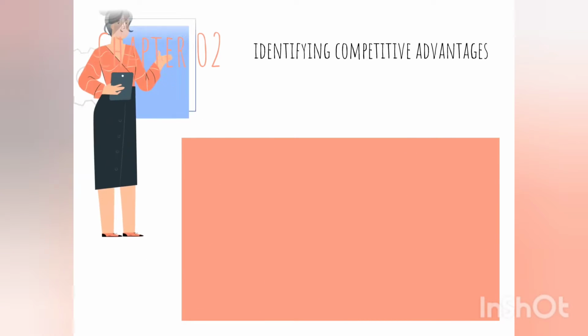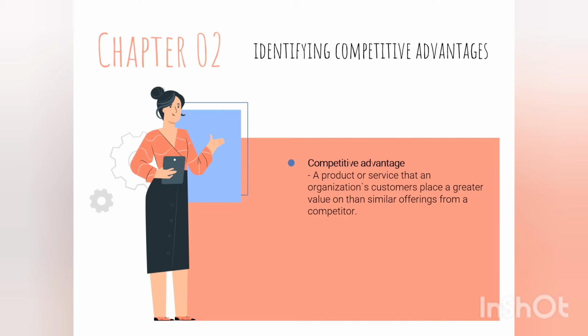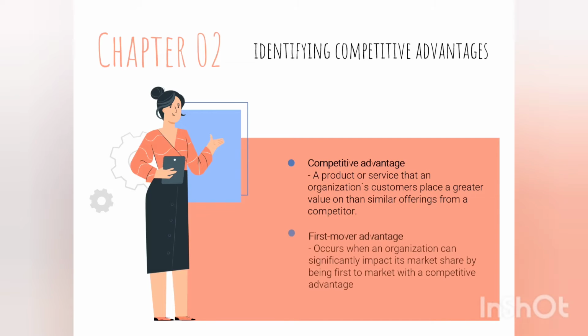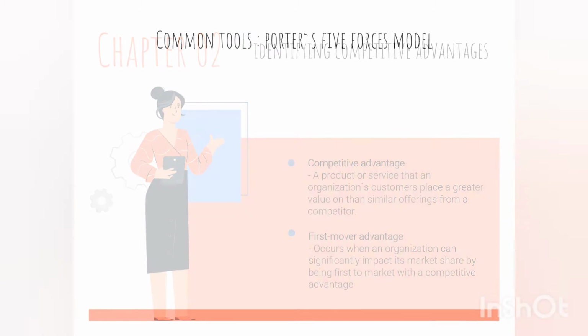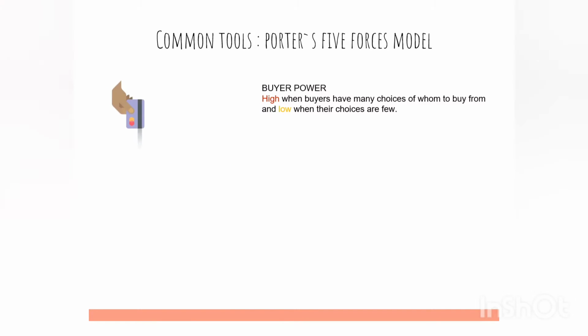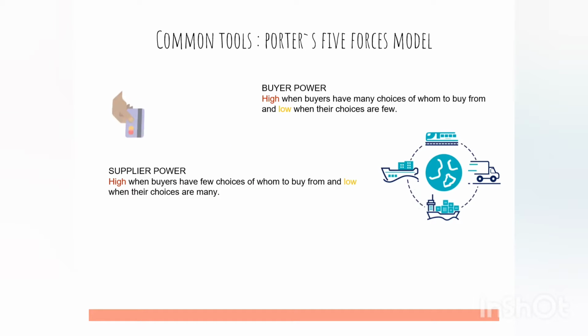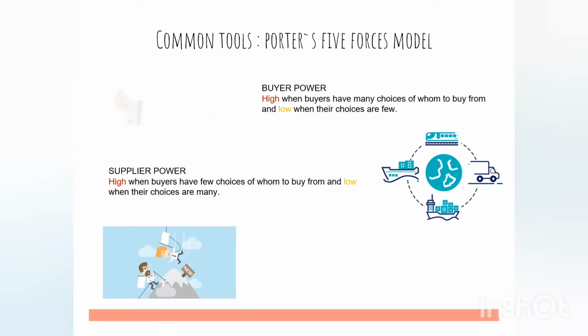Chapter 2. Identify competitive advantage. First, we have competitive advantage, and next we have first move advantage. Common tools of Porter's 5 forces model. First, we have buyer power. High when buyers have many choices of whom to buy from, and low when their choices are few. Supplier power. High when buyers have few choices of whom to buy from, and low when their choices are many.